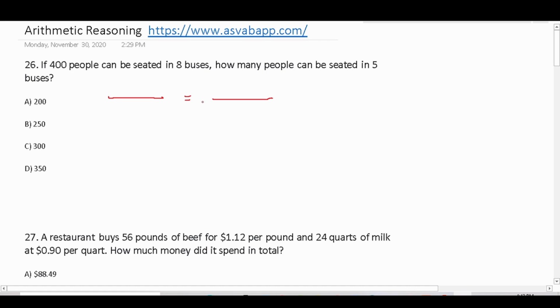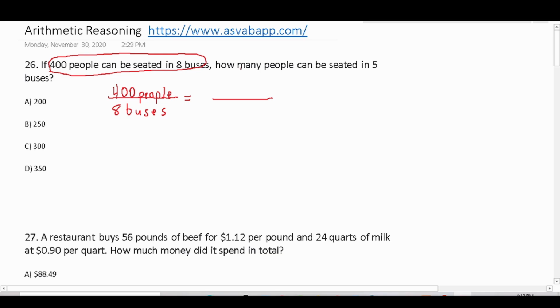And the way you fill this in is pretty simple. You take what's given and place it on the left-hand side of the equal sign. So we're told, according to this problem, 400 people can be seated in 8 buses. So let's use that to fill in this left-hand side of the equal sign. I'm going to put 400 people in the numerator over here, and 8 buses in the denominator. And now I'm going to look at what other information I'm given, and I'm going to use that information to fill in the right-hand side of the proportion.